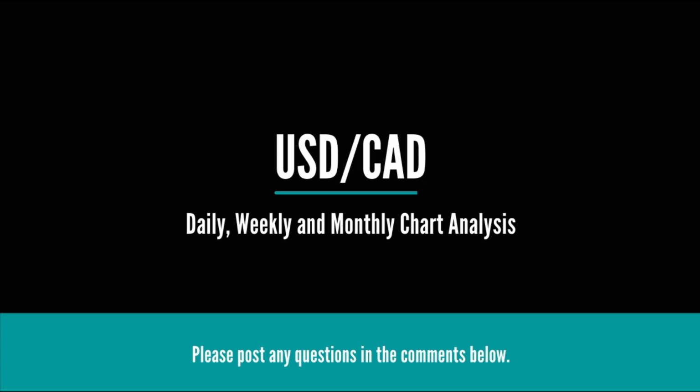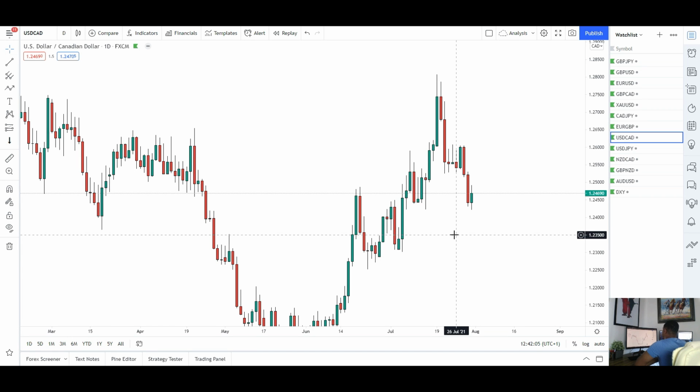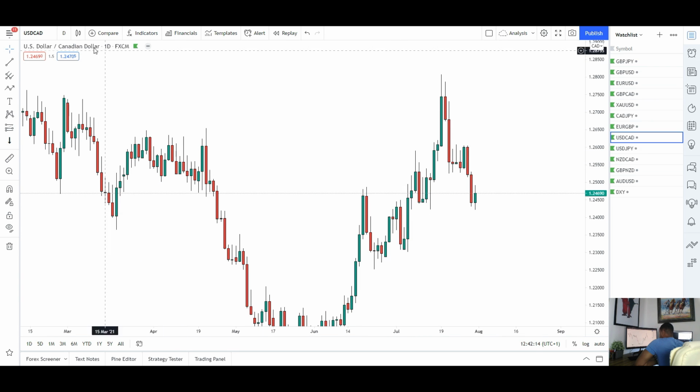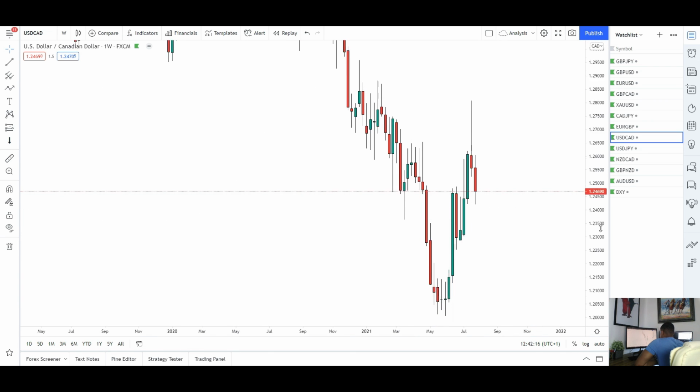And next we've got USD CAD. So for this pair, as you can see, we had a really nice movement to the downside this week. Bit of consolidation to start the week off, but we did break to the downside there, which was expected from last week. We were expecting to see a movement to the downside this week.